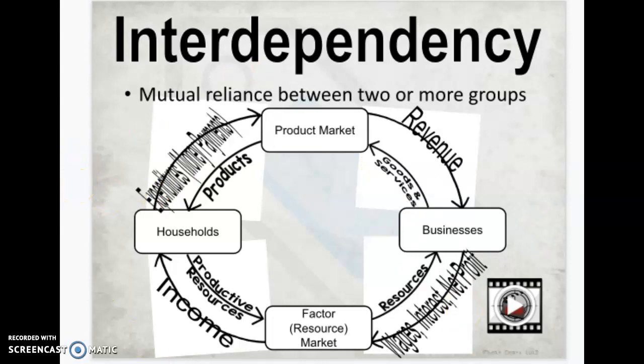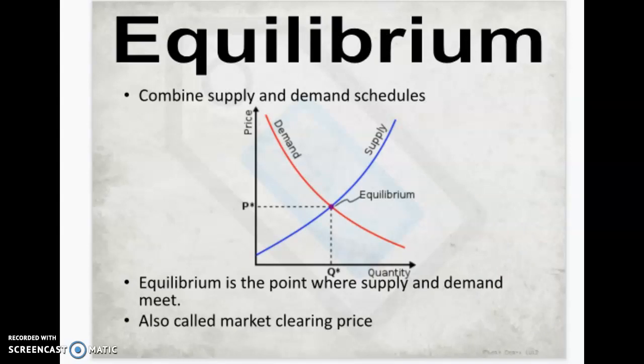Sometimes the circular flow is also shown through our circular flow of money. You don't need to memorize anything about this other than to know that we have to rely on each other. So equilibrium prices are critical to a market system. This is where we combine supply and demand, and equilibrium is the point where quantity supplied is equal to the quantity demanded. We also call this the market clearing price.